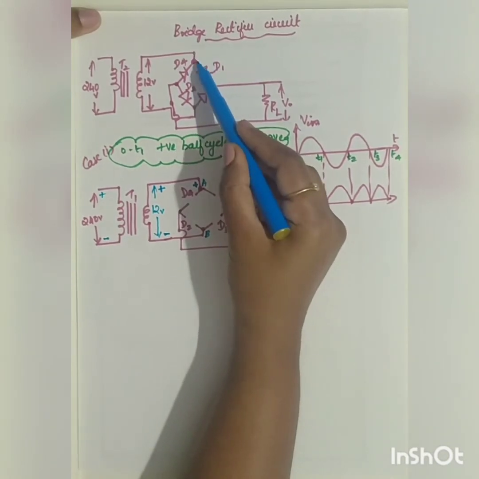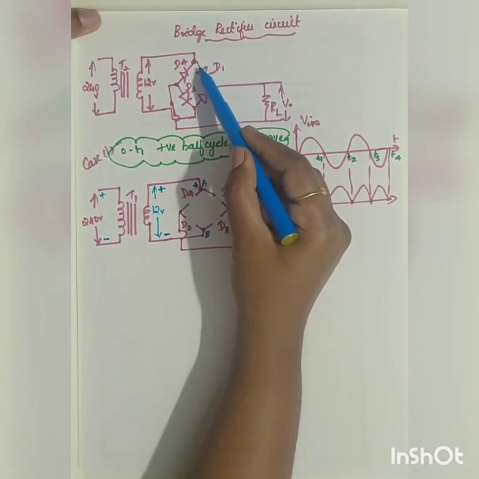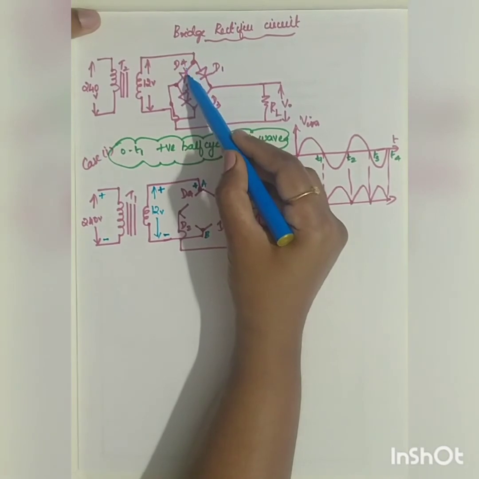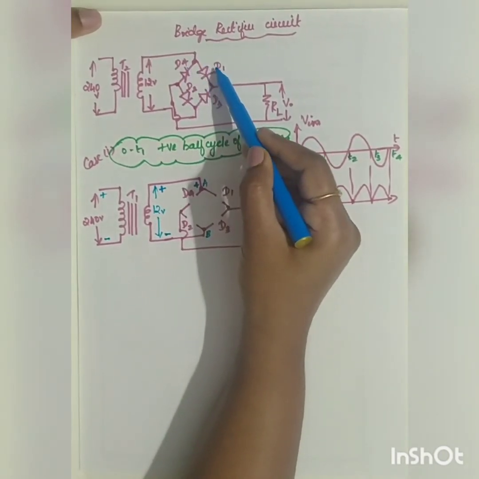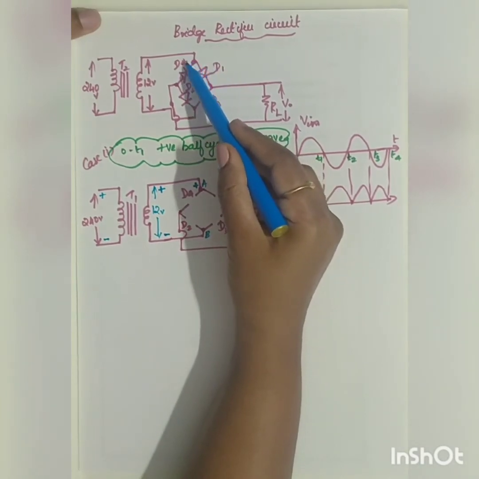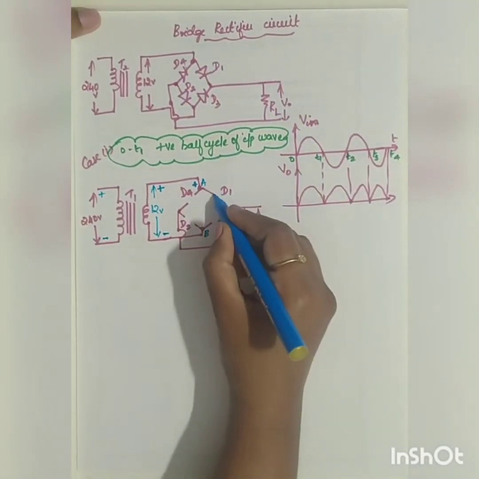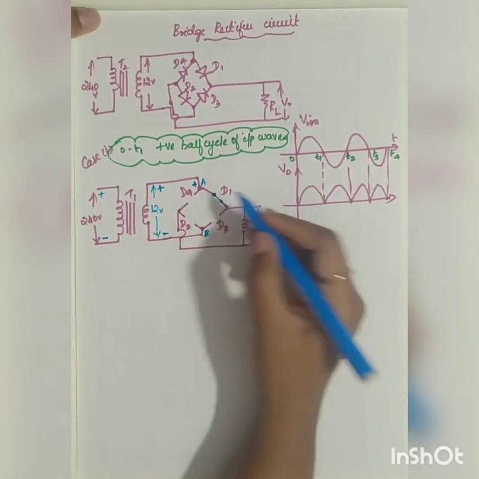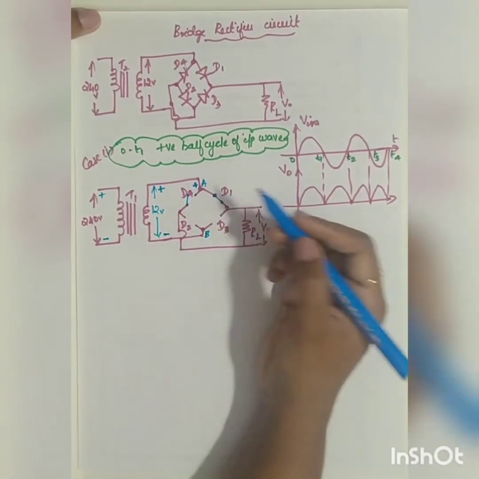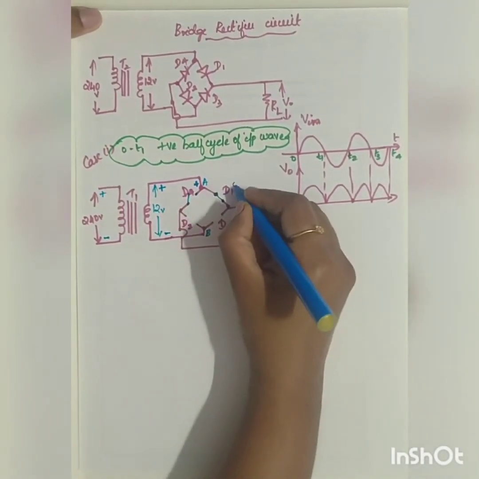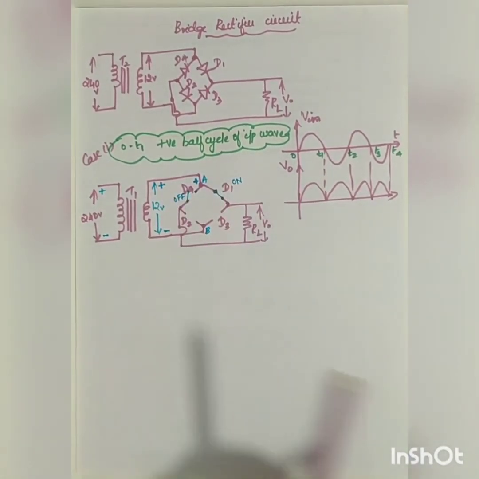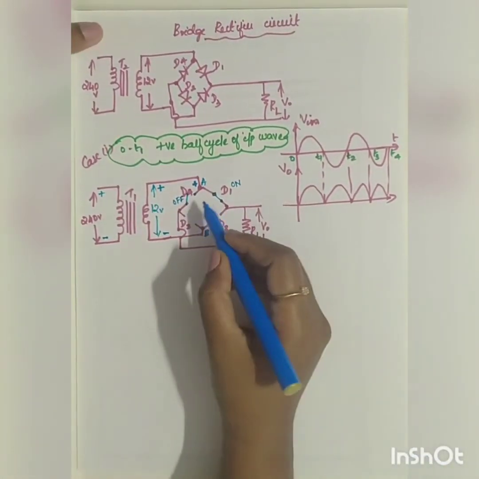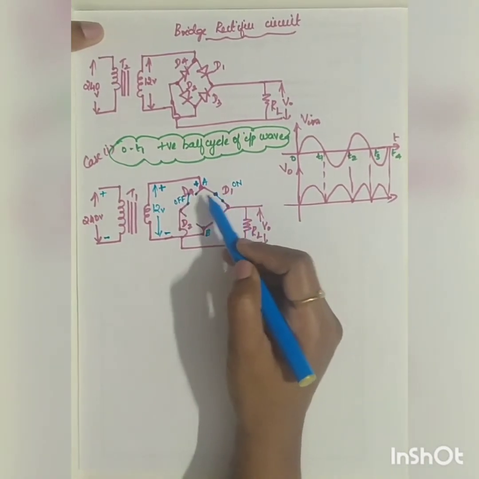If here it is positive, D1 is positive this side and D4 is negative. So which will be forward bias? Because positive and positive, D1 will be forward bias and D4 will be reverse bias. So D1 will act as a closed switch, whereas D4 will act as an open switch. Okay. So D1 will be on, D4 will be off. So this is the first working of D1 and D4.